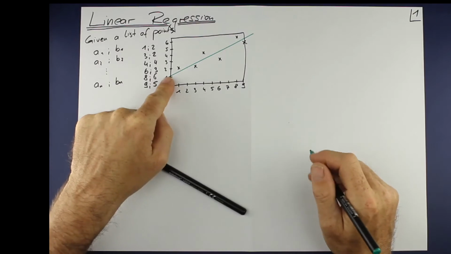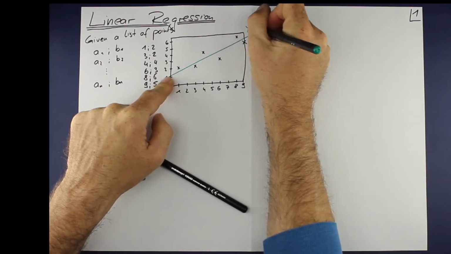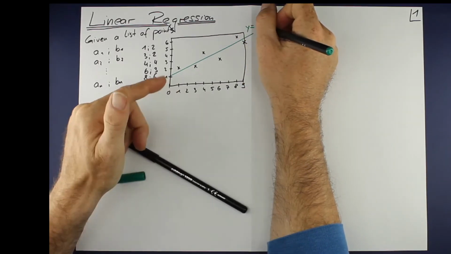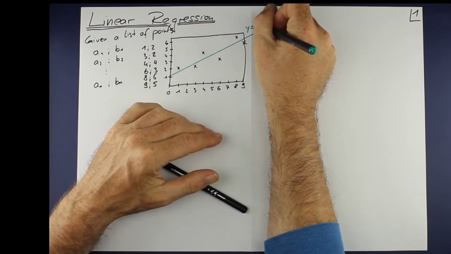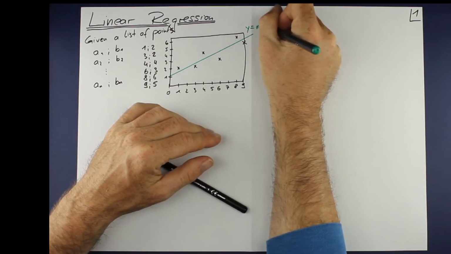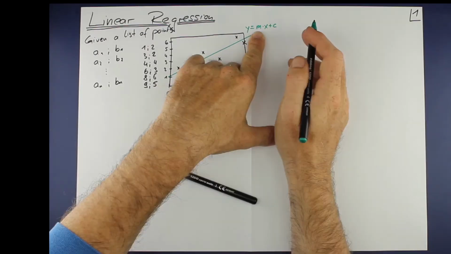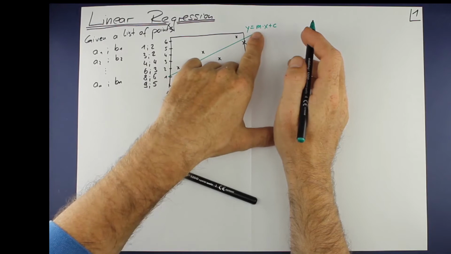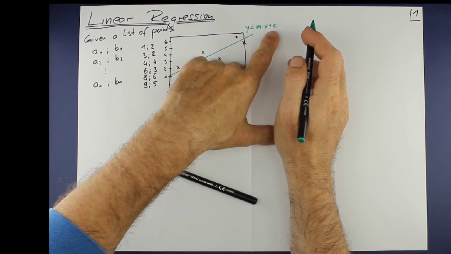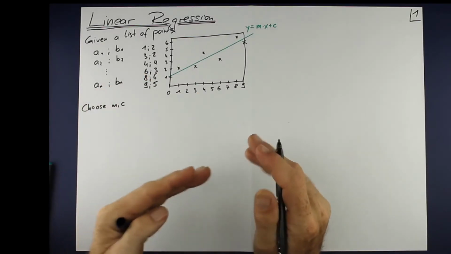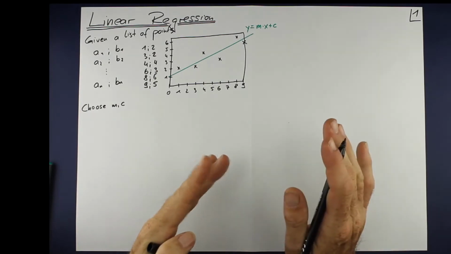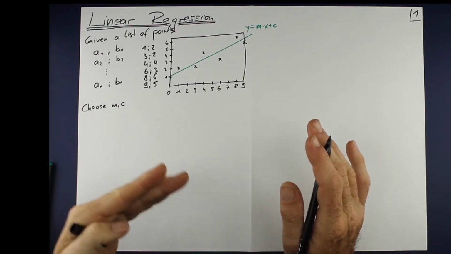And how is that line described? The line is y equals some slope, let's call that m, times the input argument x, plus some value c. And what we are looking for is some adequate m and c. And how can we compare two different suggestions? We can measure the deviation.